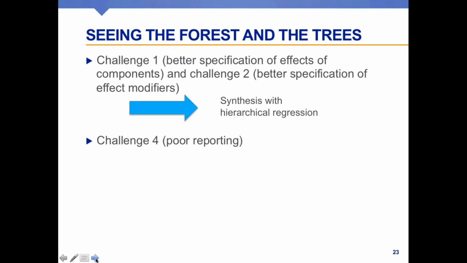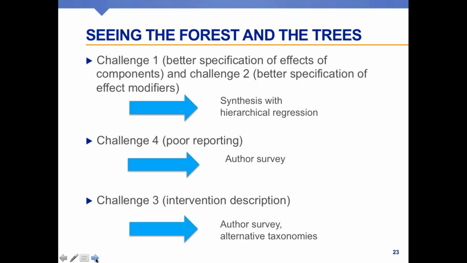The fourth challenge, poor reporting, we sought to improve through the design and delivery of an author survey, where we sought to get more information both about the interventions as well as potential effect modifiers, including more details about the intervention, the population, and the setting in which it was delivered. Third, the challenge of the intervention description, again we tried to address through the author survey, but we also did some secondary analysis with collaborators using an alternative taxonomy to see if defining the intervention using a different approach would give us more information.